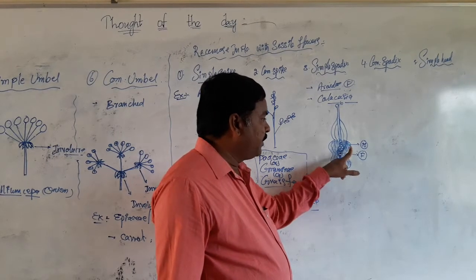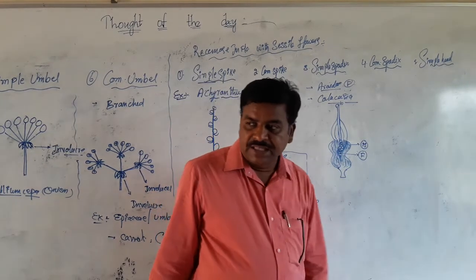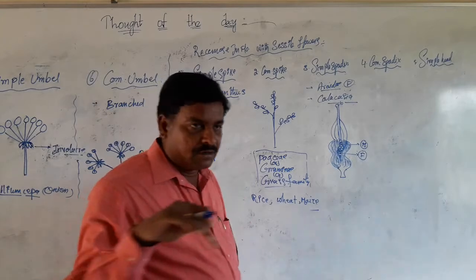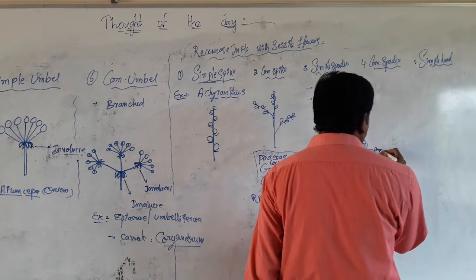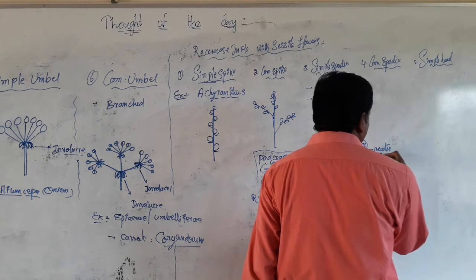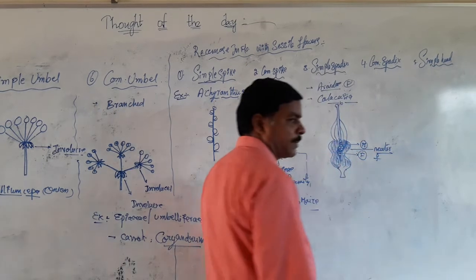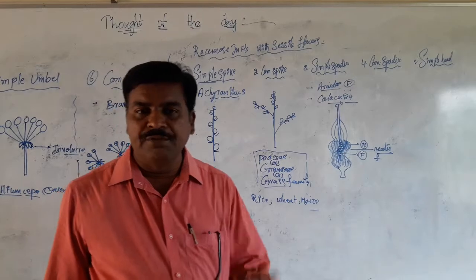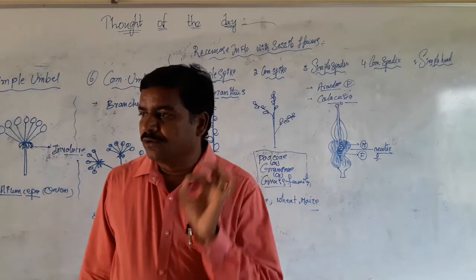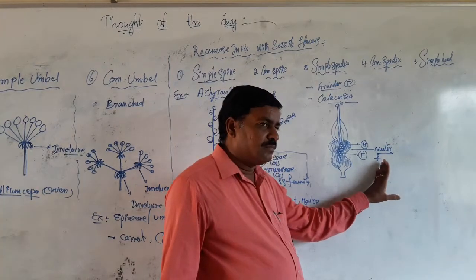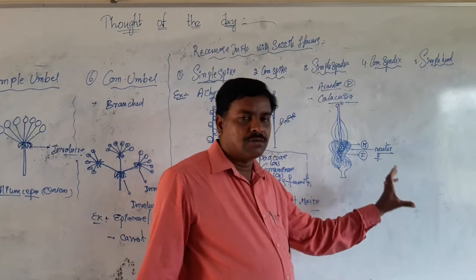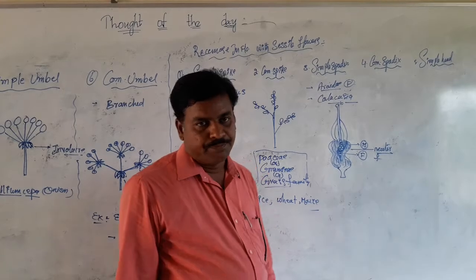Between these male and female flowers, there are some undeveloped neuter flowers. Neuter flowers, meaning we cannot call them male and we cannot call them female. They are not properly developed flowers. They are neuter flowers.